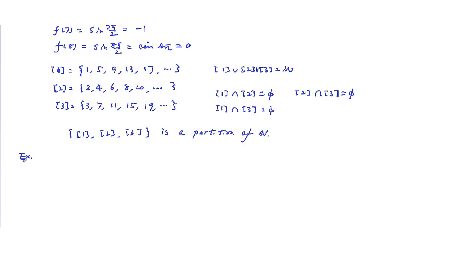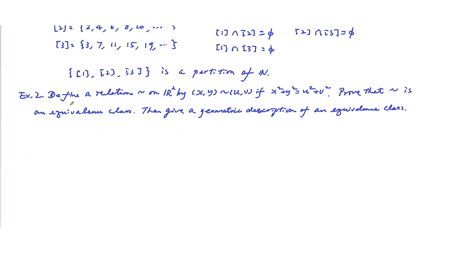Let's look at another example. Example 2. Define a relation ~ on the plane R squared by (x,y) is related to (u,v) if x squared plus y squared equals u squared plus v squared. Prove that this relation is an equivalence relation, then give a geometric description of an equivalence class. This example is in a book, so you can also read the book.